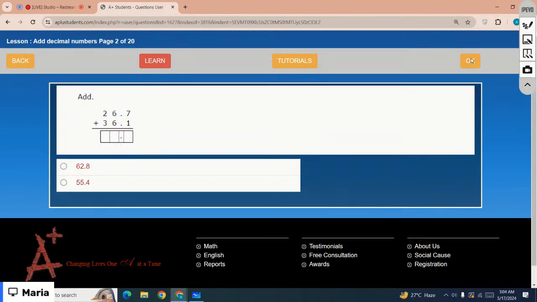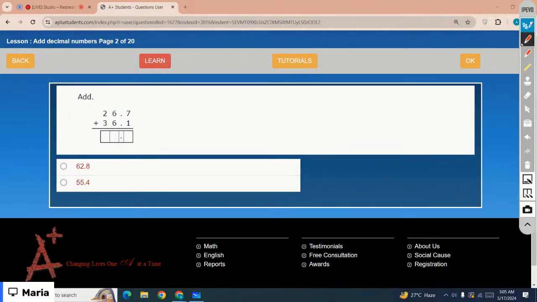26.7 plus 36.1, which is the correct option? You have to add. So 7 plus 1 is 8. 6 plus 6 is 12. We need to write 2 here and carry 1, 3, 5, and 6. That is 62.8. The correct option is 62.8. Got it?